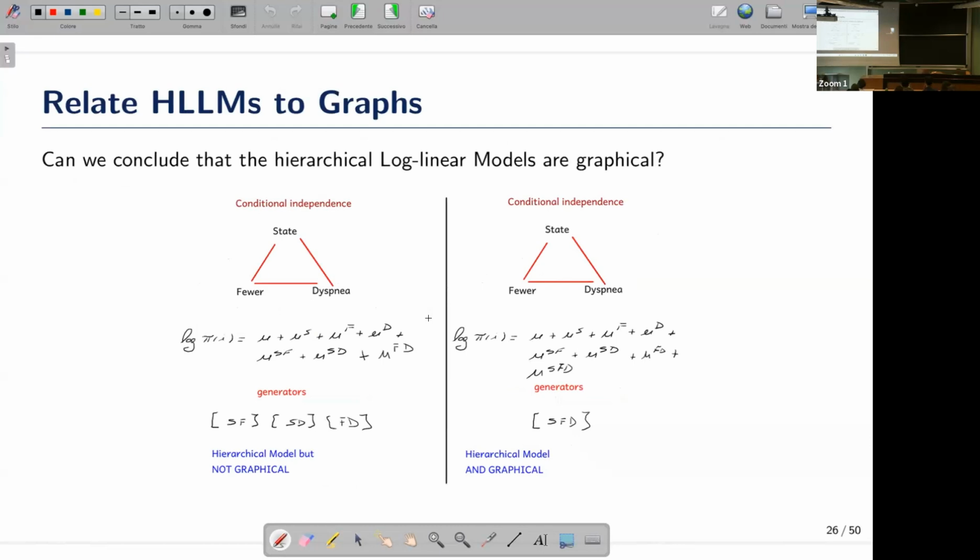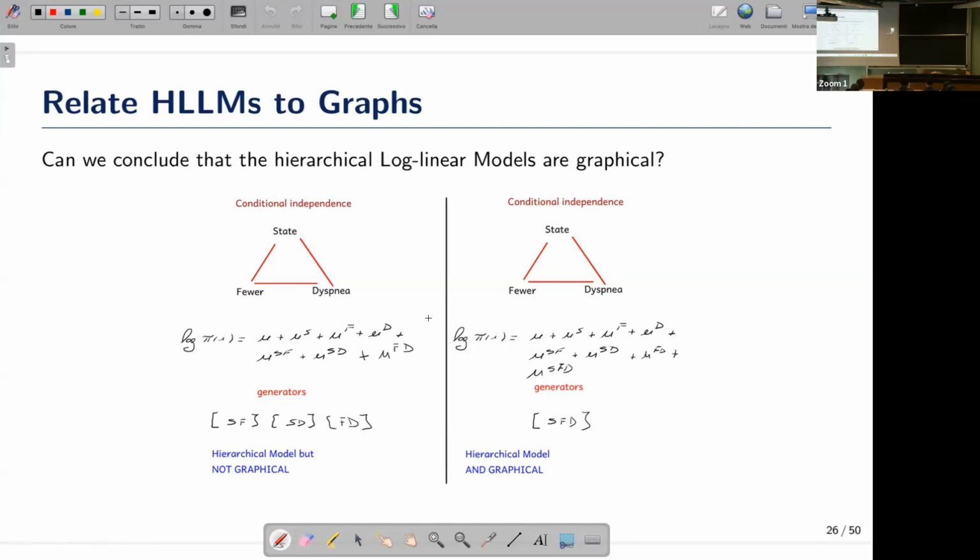And the answer is here. The answer is no. Look at the graph above. So you have this graph here and this graph here. Yes? These are the same, right? But look at the hierarchical model that I can take from this one and from this one. Are these two log linear models the same?